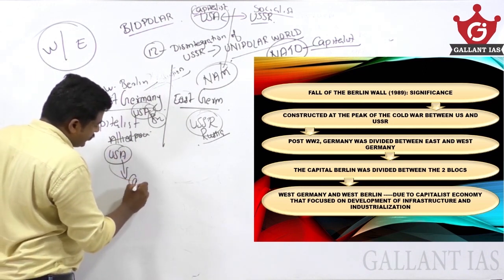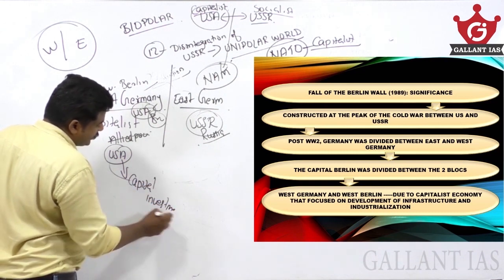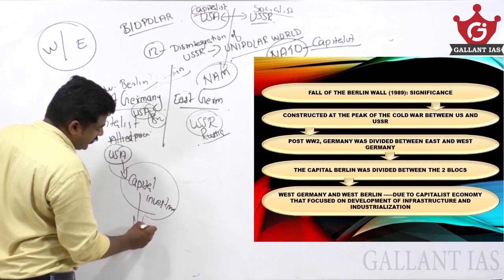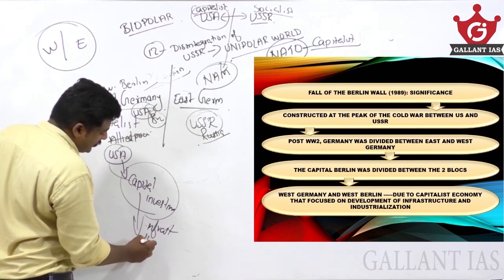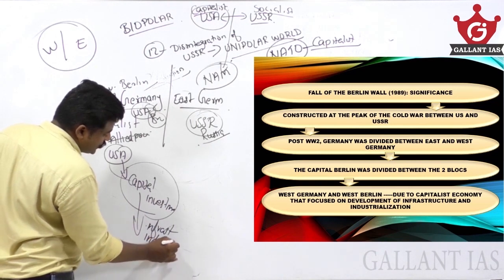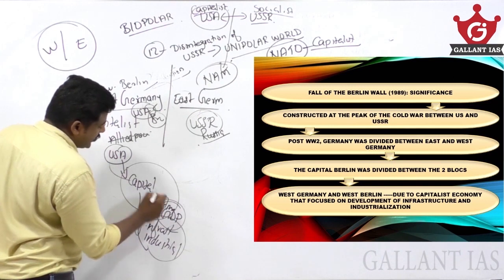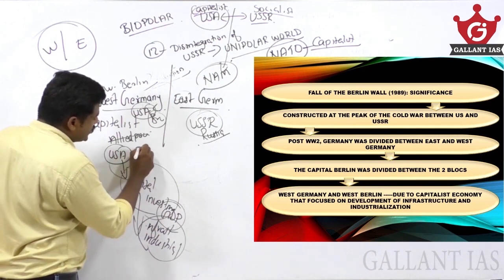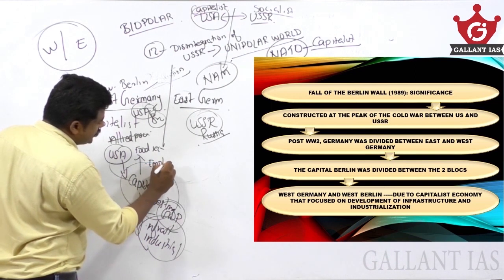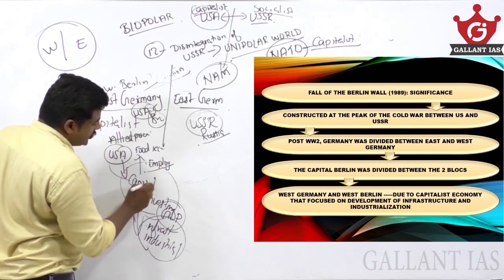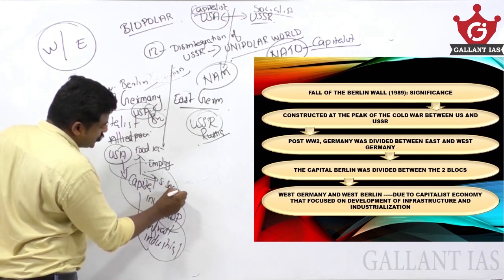heavy capital investment in this region. Due to heavy capital investment, there was infrastructural development. There was industrialization, or industrial development. Further, it boosted the GDP. It boosted food security. It created employment opportunities. Further, it increased social security.